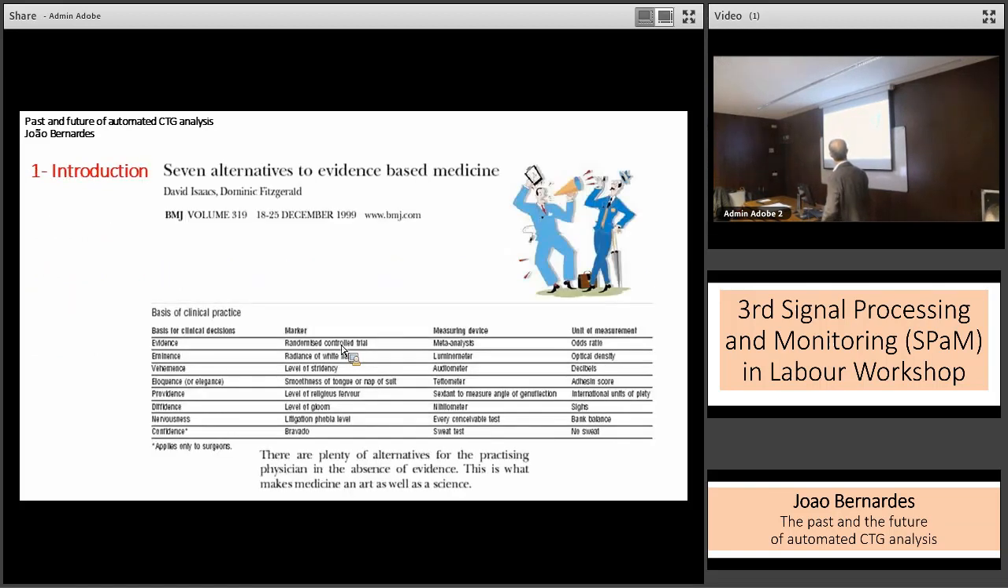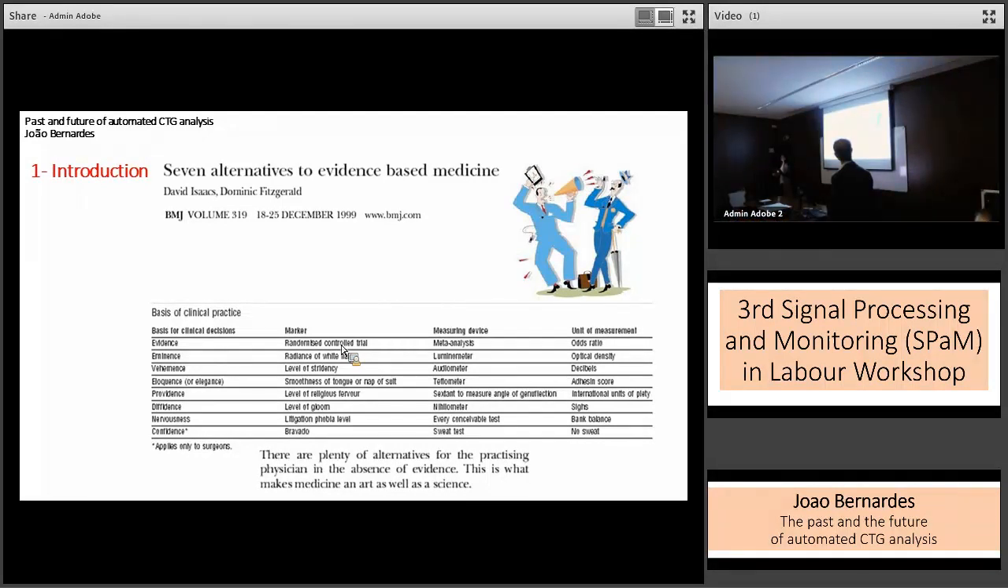Okay, so first I would like to present this kind of funny slide. We always have different alternatives to make a presentation. We can go to an evidence-based presentation, or eminence-based, or vehemence, or eloquence, or providence, or other kinds of presentations. I will not present my talk with any of these methods. I will present a narrative talk about the past and future of automated CTG analysis.